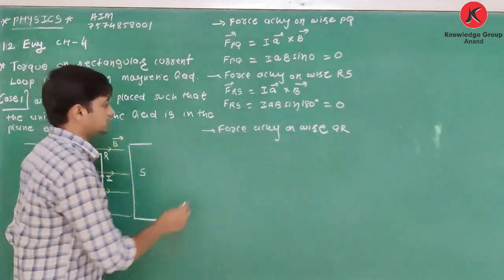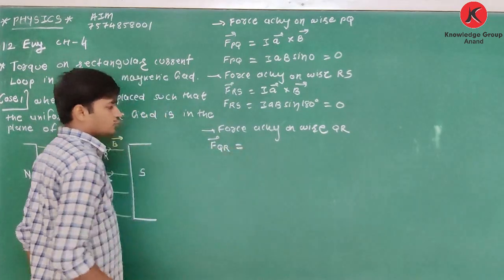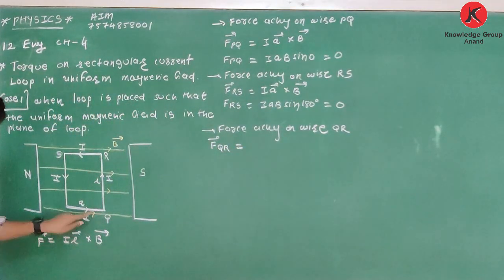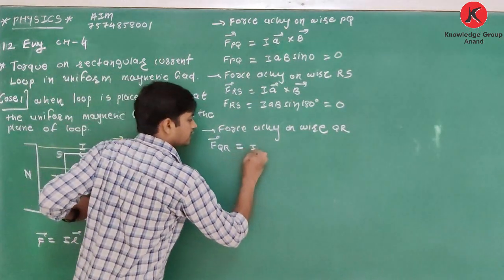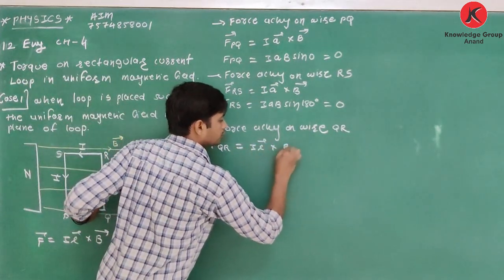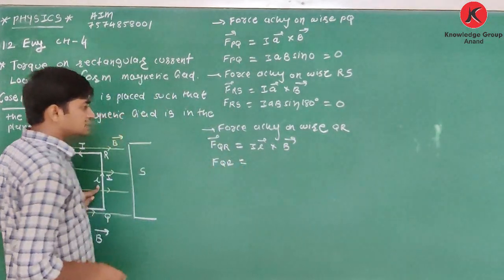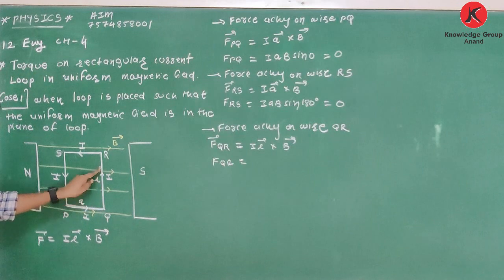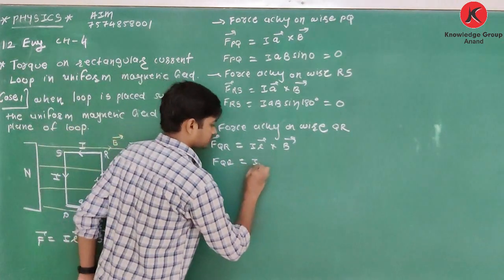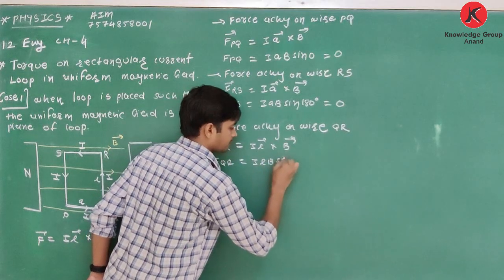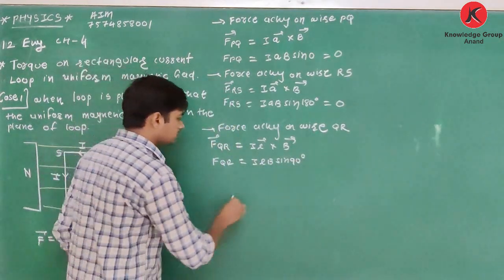How to write the equation? F_QR is equal to current flowing I, length is L, so I can write it as I L cross B. Now F_QR is equal to... see, current is flowing in this direction, I, magnetic field is in this direction. What is the angle between them? 90. So it is ILB sin 90. And what is the value of sin 90? Yes, it is 1.